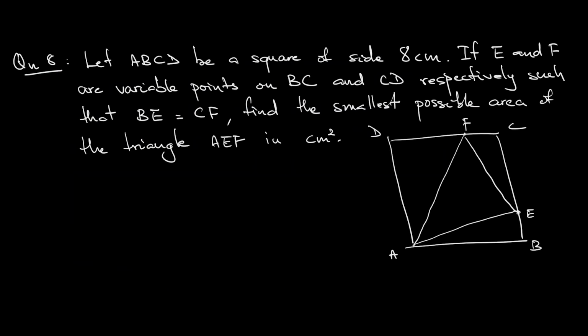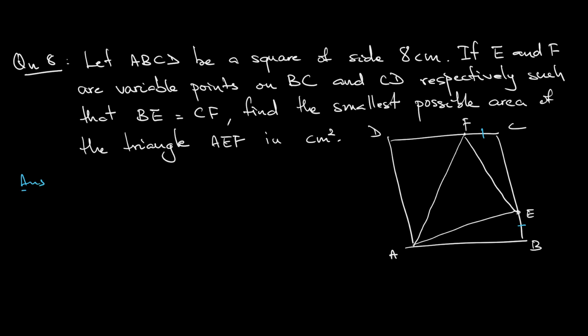Okay, moving on. Question 8. ABCD is a square with the side of 8 cm. E and F are variable points. E is on BC, F is on CD, with the constraint that BE needs to be always equal to CF. So with these variable points, the question asks, what is the smallest possible area of triangle AEF?